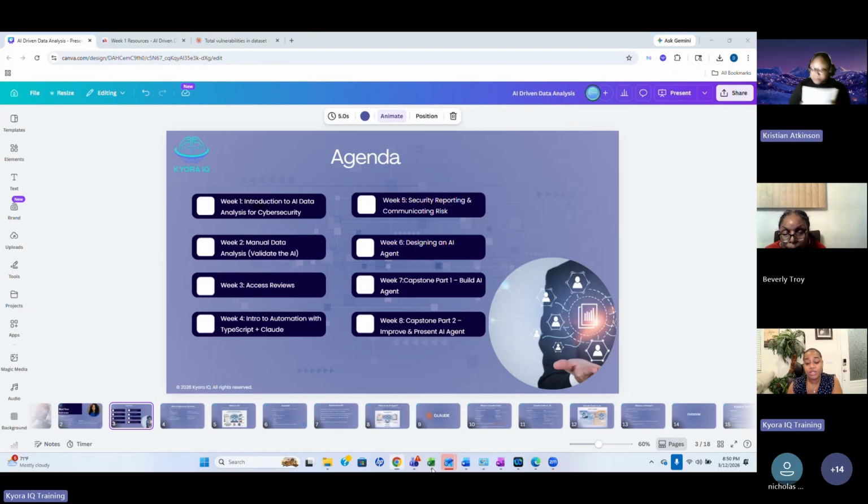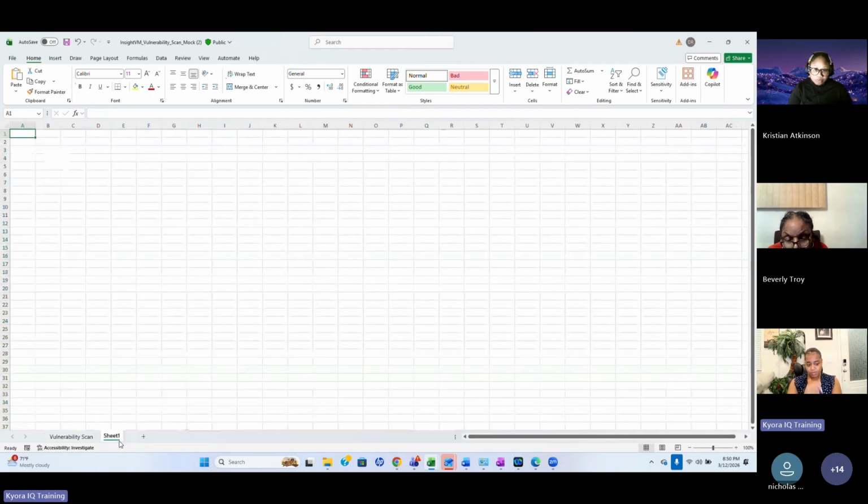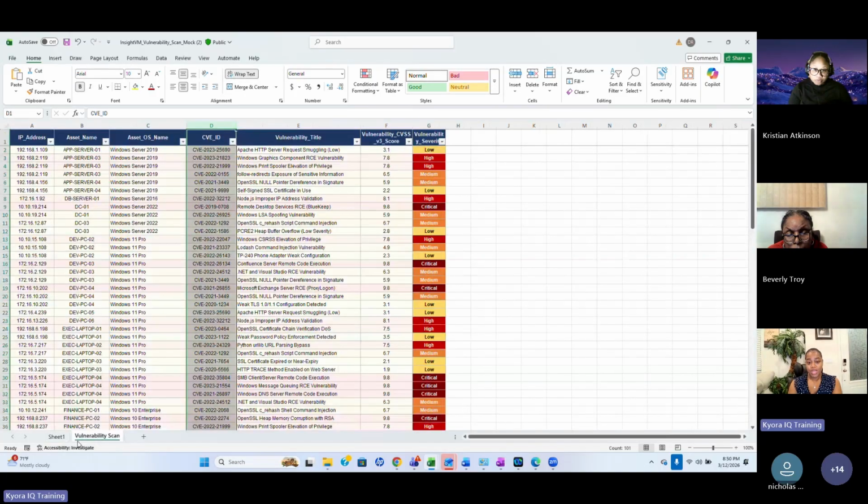There are a lot of companies that are not allowing you to use Claude to analyze these vulnerability data sets. So it's important that you not only know how to use AI to make it more efficient for you, but you should also know how to go in here and create a summary dashboard, which is what I'm going to show you next week. Create a summary dashboard that has formulas and uses TypeScript to show the same thing that AI produced.